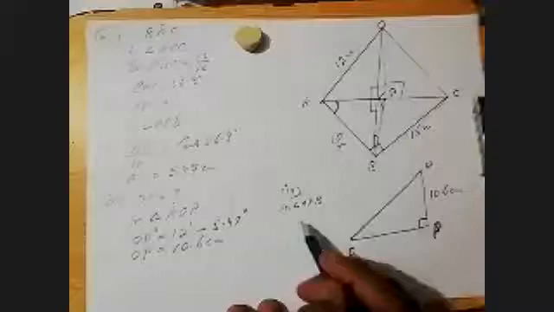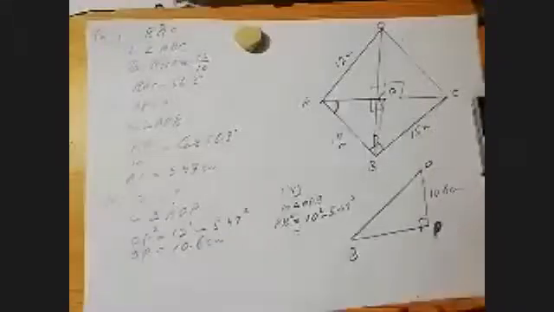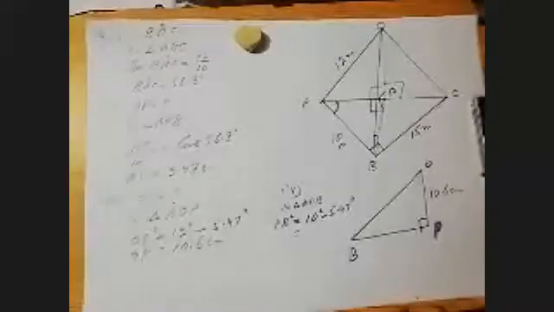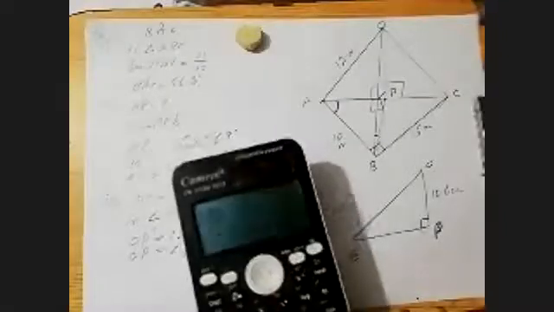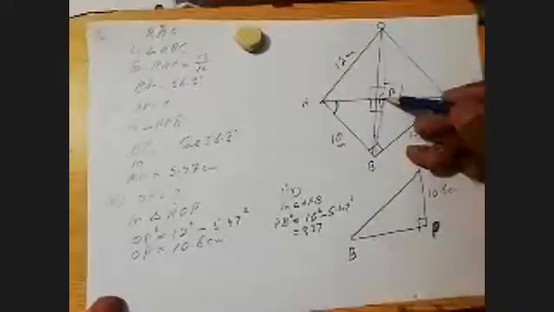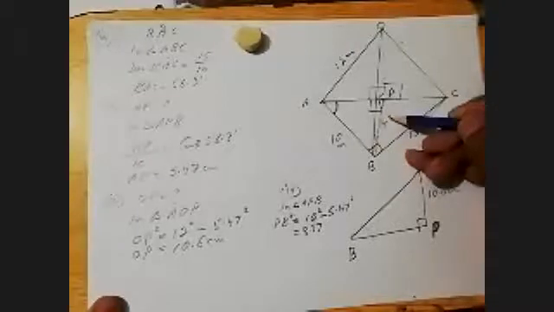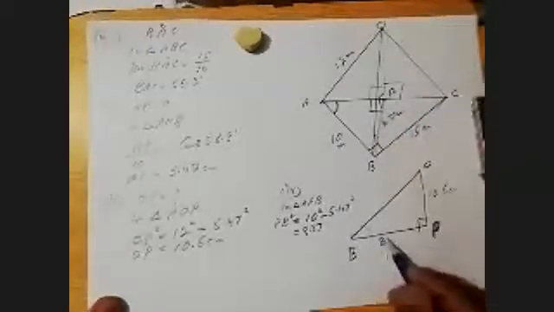PB square is equal to 10 square minus 5.47 square. So seeking your answer of 100 minus 5.47 square, taking the square root of the answer, I got 8.37. So this line is 8.37 centimeter.